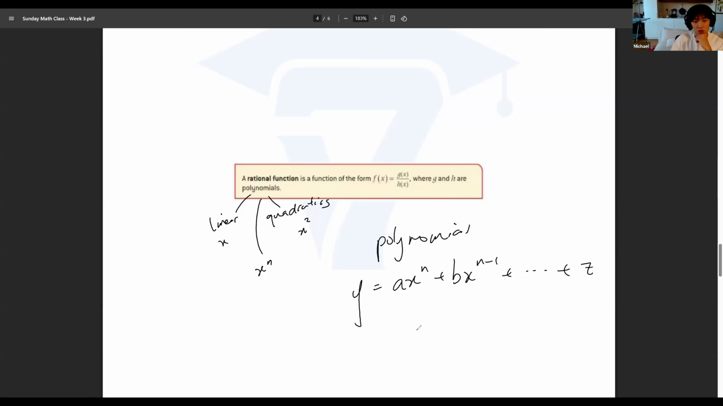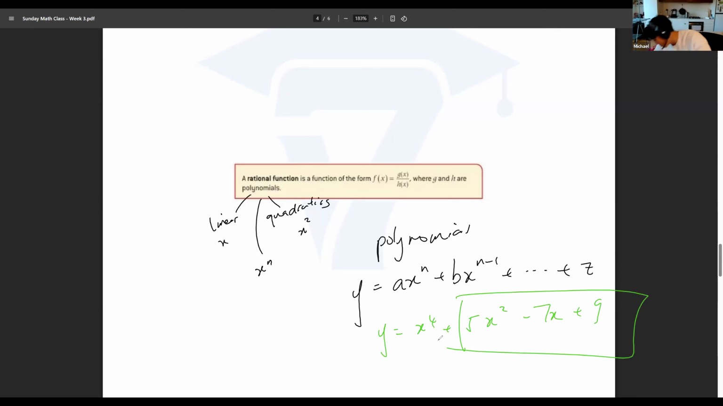Yeah, I can do an example. Maybe we can have x to the 4 plus 5x squared minus 7x plus 9. This is a polynomial, okay? So if you only look at the second power, this is a quadratic. But if we increase the power, it becomes a polynomial, okay?